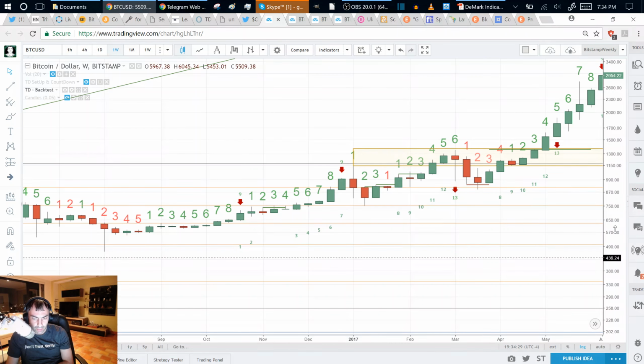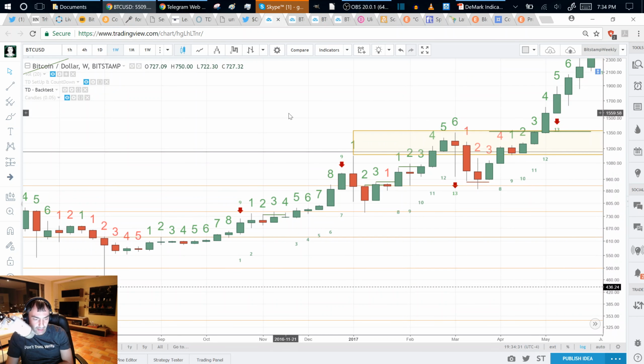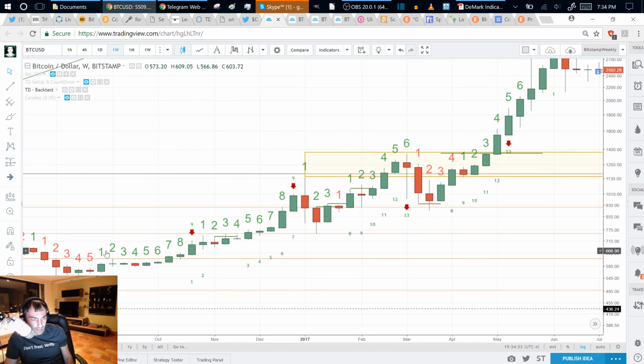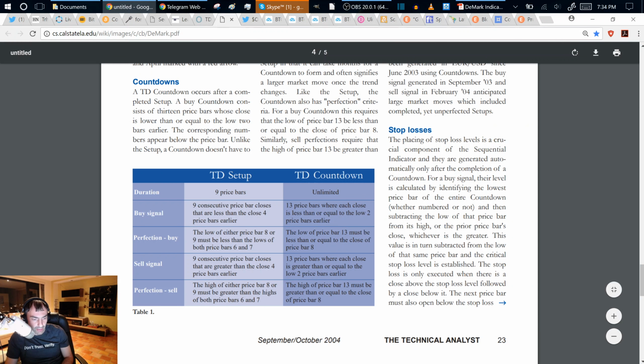The way I normally start explaining it is to get a 9. This is the setup. This is the TD setup as explained right here.